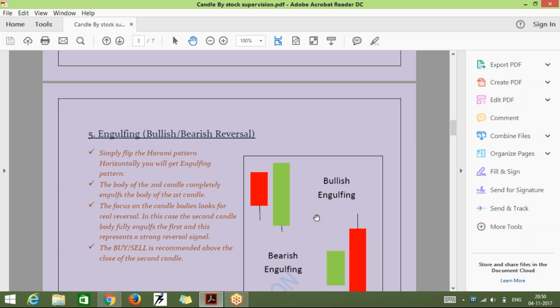And in the case of bearish engulfing, it's the same thing. The focus on candle bodies looks for a real reversal. In this case, the second candle body fully engulfs the first, and this represents a strong reversal signal. This is exactly what I was trying to say. The buy or sell is recommended above the close of the second candle.